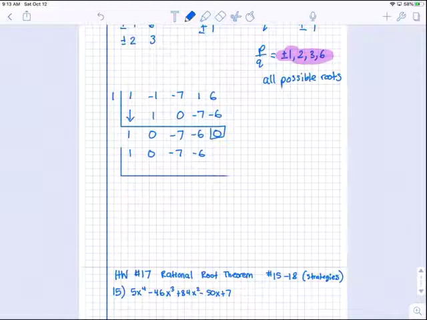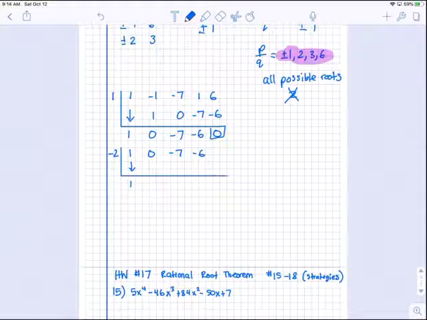Let's just guess 2. Drop 1. 2 times 1 is 2. 2 plus 0, 2. 2 times 2 is 4. -7 plus 4, -3. 2 times -3 is -6. Unfortunately, I'm going to stop, because we know that's not going to be a remainder of 0. When it's a remainder of 0, that's when you know you have a root. So I'm not using that one. 2 cannot be a root. Let's try -2 though, because we are really close with just +2.